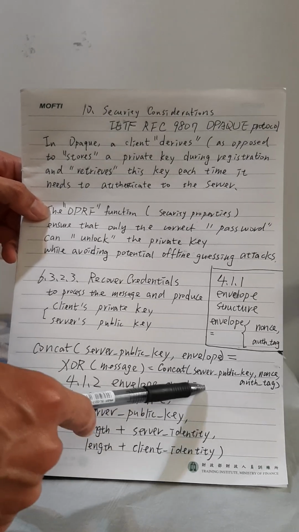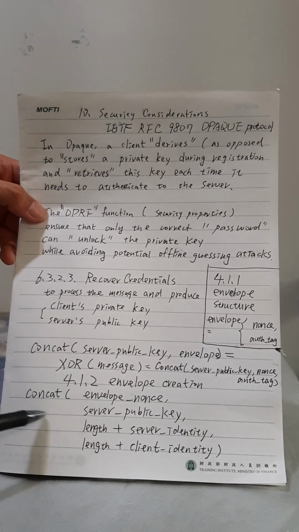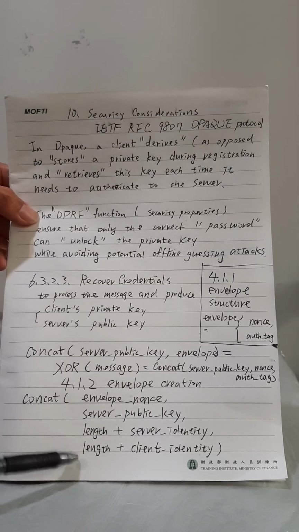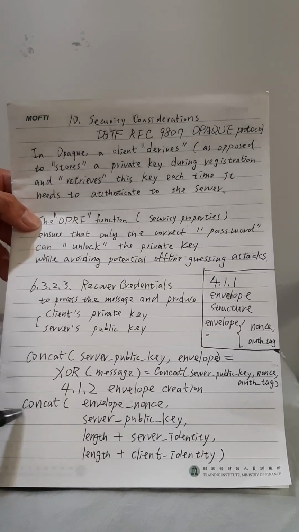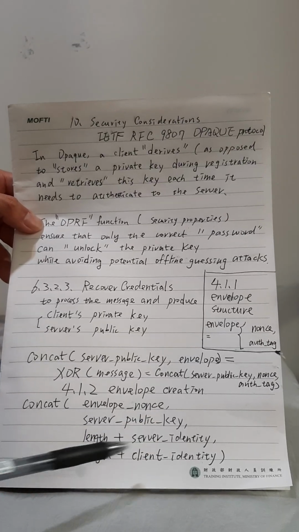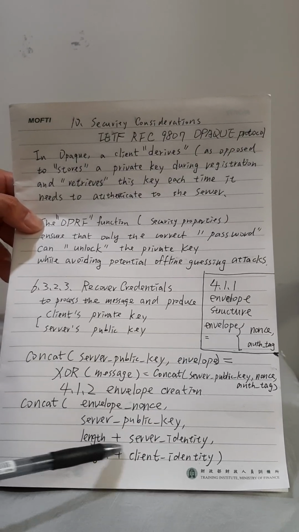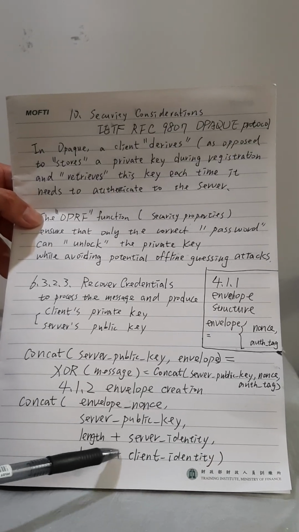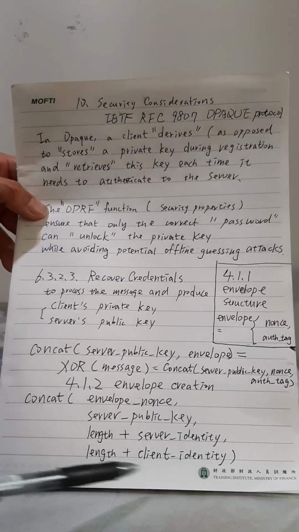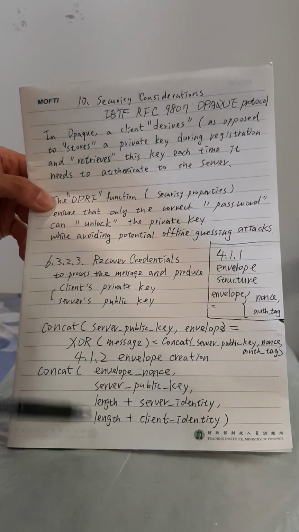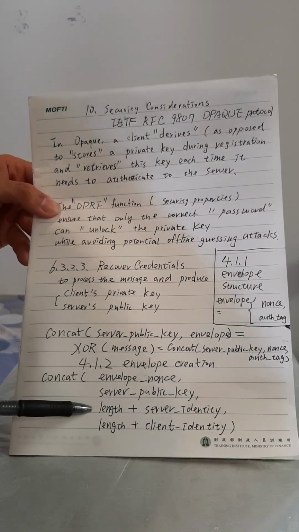4.1.2, the envelope creation function. We understand that the input of a MAC function is the concatenation of the envelope nonce, server public key, length of the server identity plus server identity, length of the client identity, and the client identity. So this is the input to a MAC function.